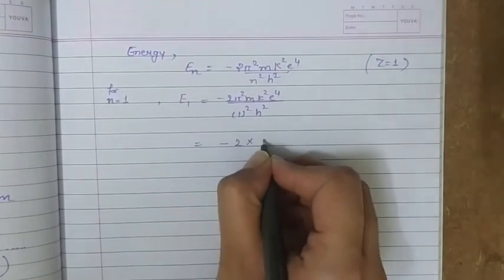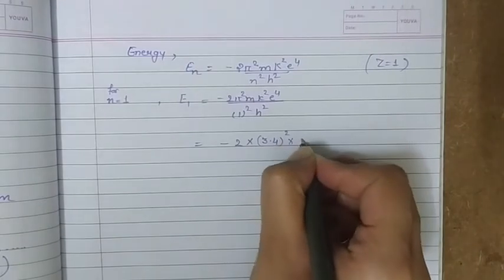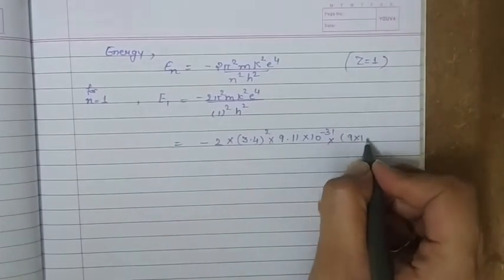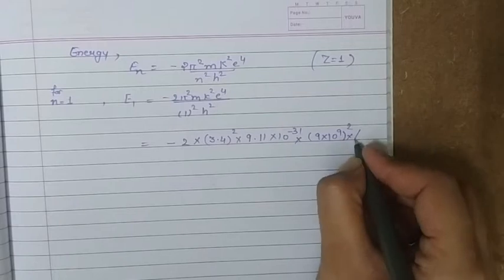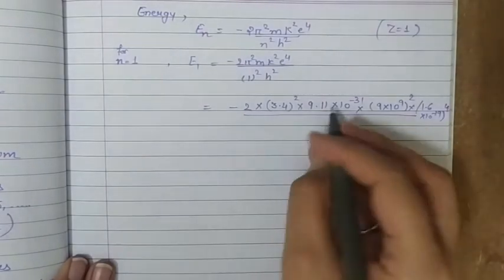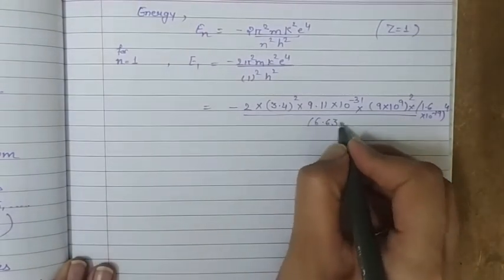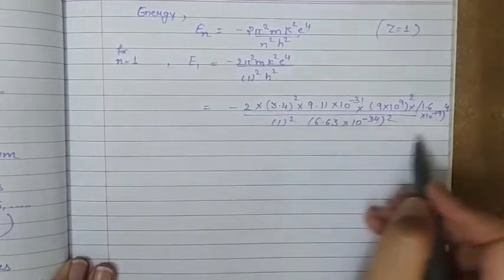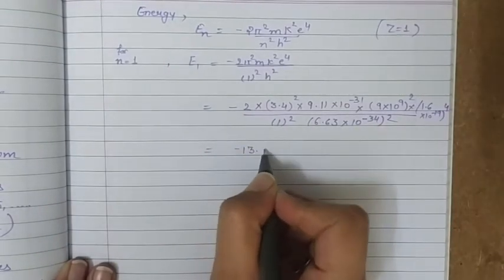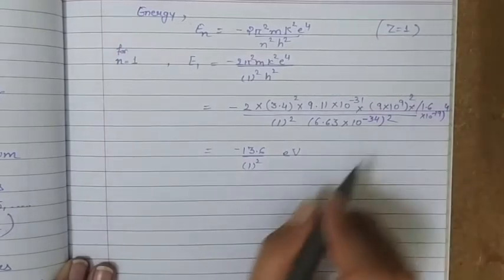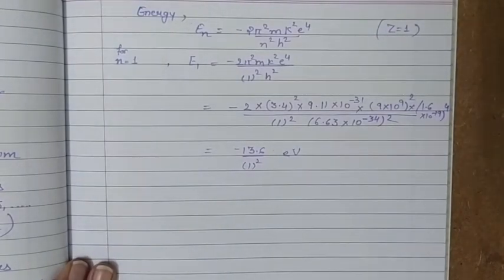Minus 2 pi, where pi is 3.14, square, mass is 9.11 into 10 to the power minus 31, k is 9 into 10 to the power 9 square, and e is 1.6 into 10 to the power minus 19 to the power 4, right, upon Planck's constant 6.63 into 10 to the power minus 34 square, and this is 1 square. So if we solve all these constants, we get minus 13.6 upon 1 square electron volt, right.